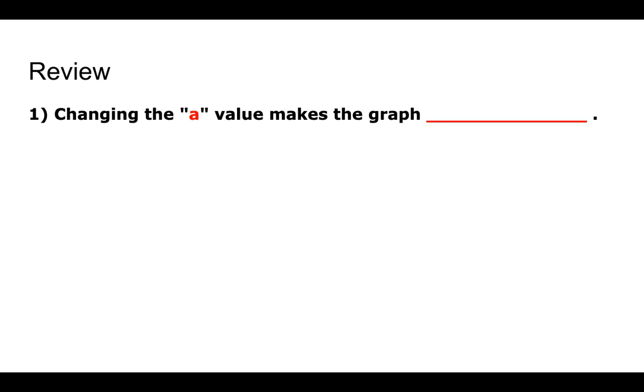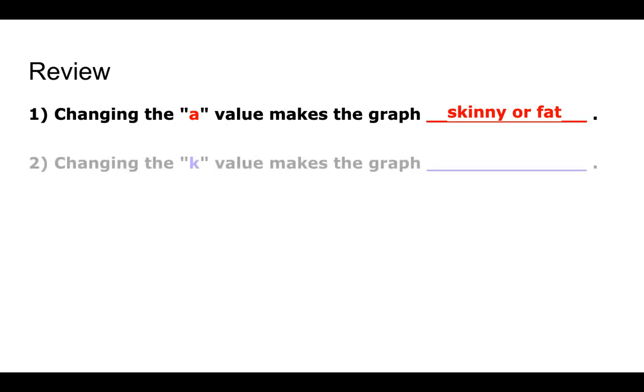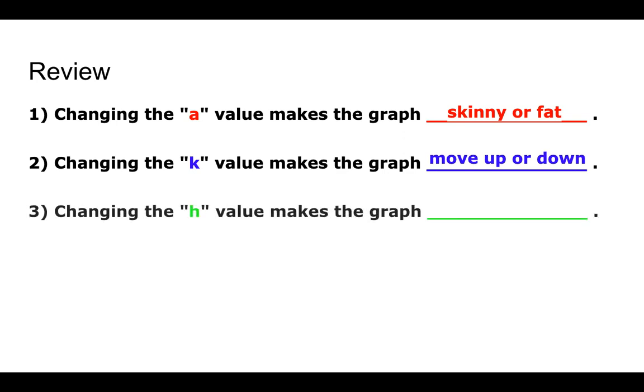Changing the a value makes the graph... Hopefully you were able to tell from the activity it makes it skinny or fat. Some people also say narrow or wide. Changing the k value makes the graph move up or down. Changing the h value of the graph moves left or right. Hopefully you were able to see this as you completed the activity.